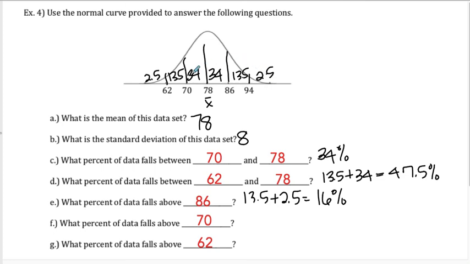So there's two ways you could do this. You could add up those four values, or you could say that this chunk we've already figured out on the other side was 16. We could say 100 minus 16% leaves us with 84% for those other four areas. And what percentage of the data falls above 62? So again, I think the easiest way to find that answer is say, okay, the whole curve is 100. Let's subtract off that 2.5, and we're left with 97.5%.